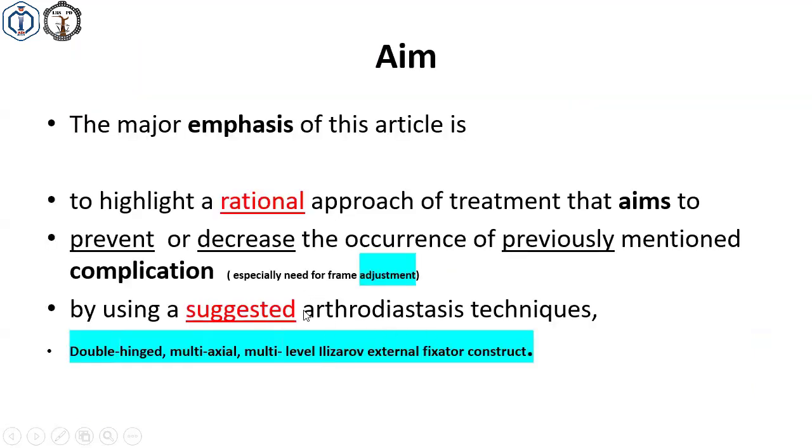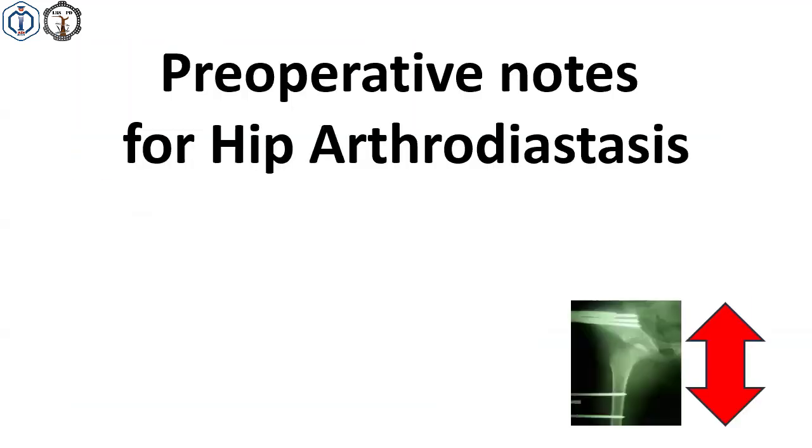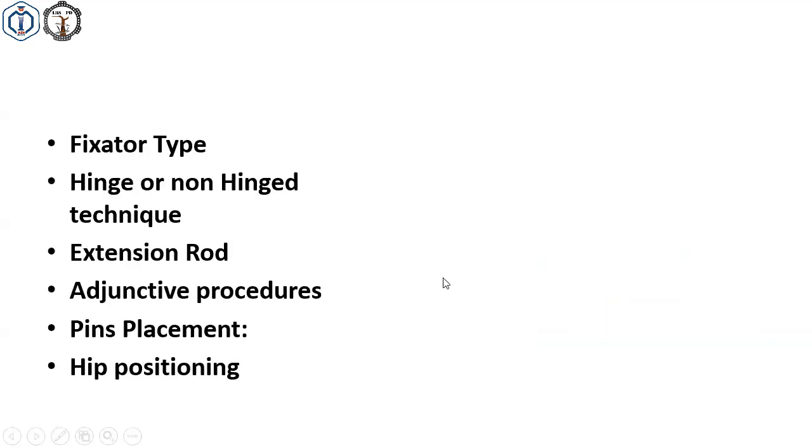Our aim is to present a technique that prevents the long-term complications and drawbacks of using the distraction or arthrodiastasis technique in Perthes disease. Preoperative notes of hip arthrodiastasis may be presented to make it easy to understand the technique, which are related to fixator type, hinge or non-hinge technique, extension rod, adjunctive procedures, pin placement, and hip positioning.